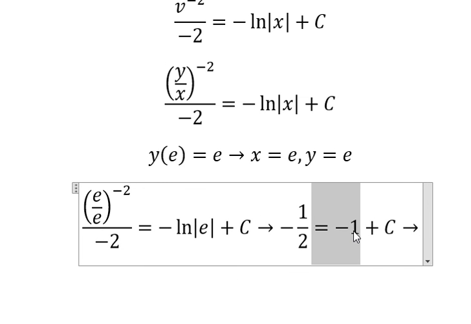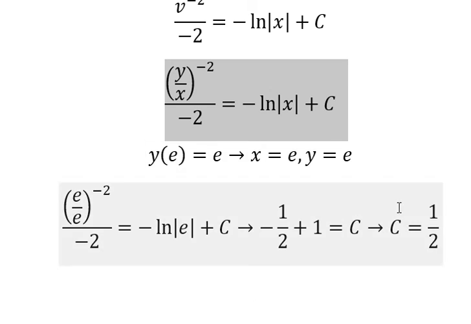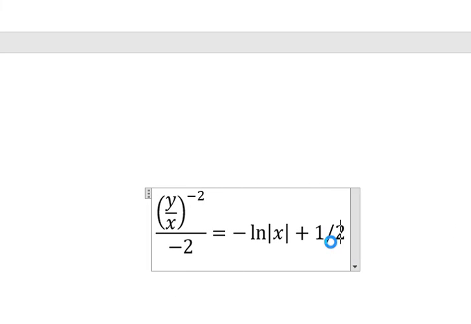And now I will put negative number 1 to the left. So c equals 1 over 2. And now I will put 1 over 2 in here.